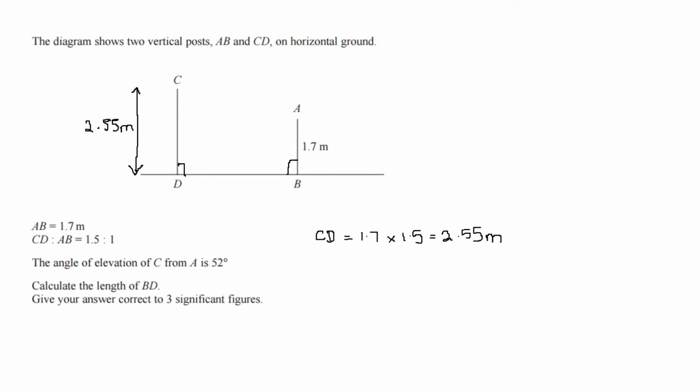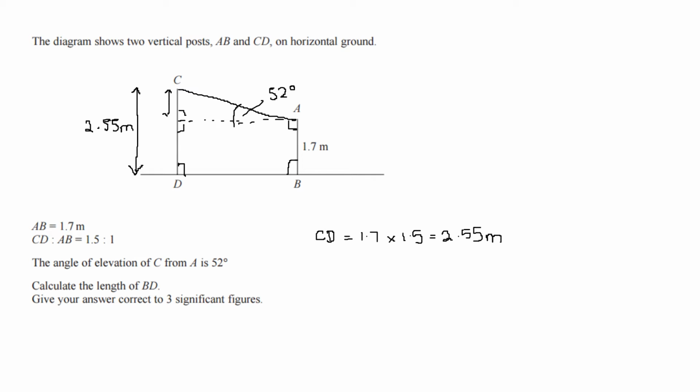We're also given that the angle of elevation of C from A is 52 degrees. So if I were to draw a horizontal line along here, so I'm going to have a right angle here, right angle here, right angle here, join C and D up, this angle is going to be 52 degrees. That's the angle that C is above the line of sight, or the horizontal for A.